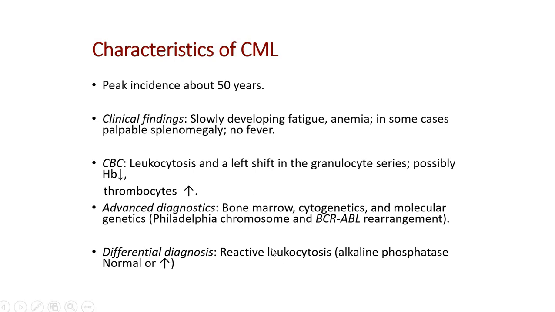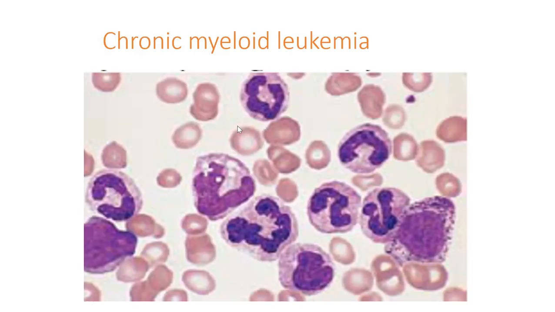Now, differential diagnosis, I've already told you about it, the leukemoid reaction, and you can differentiate by using the alkaline phosphatase. So this is a picture of CML where you can see there's a nice shift to left, and there's a presence of blasts. Okay, so this blast is extremely important for the identification of CML.